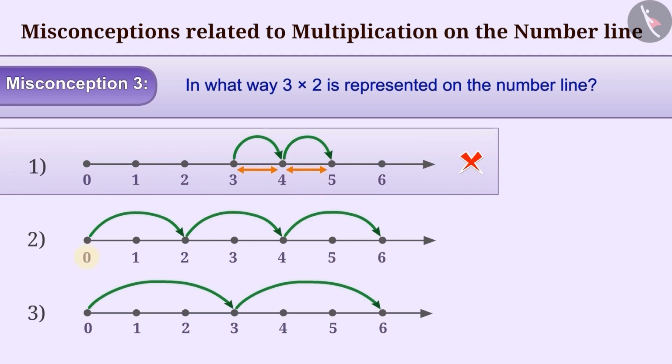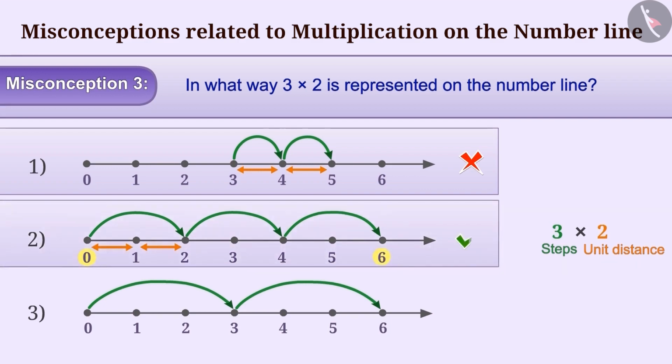To multiply two numbers on the number line, one should start with 0. The first number of multiplication tells us how many steps are to be taken, and the second number tells us how much distance to be kept for each step. So starting from 0, one has to take 3 steps of 2 units each. Therefore, the correct answer is option 2.